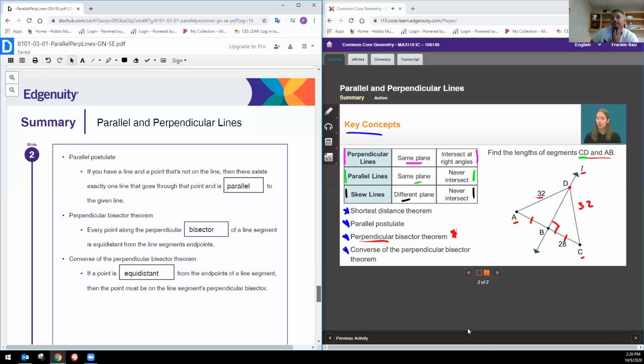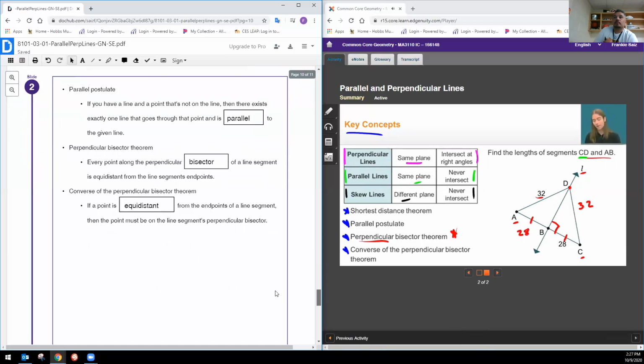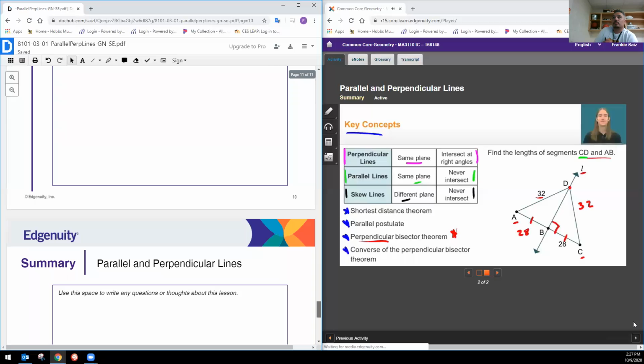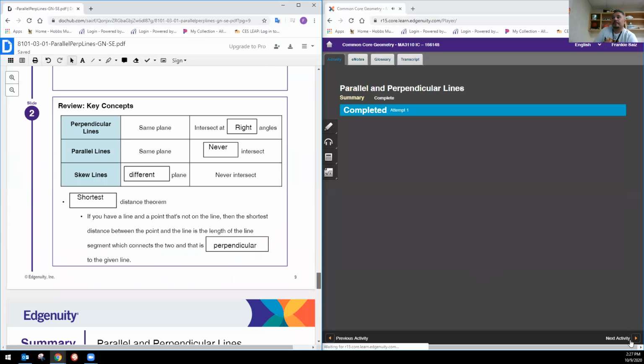And for the second part, where we're asked to find the length of AB, well, I see that line segment CB is congruent to line segment BA, and the length of CB is given as 28 units. Therefore, by the definition of line segment congruence, I know that BA has length 28 units. Right.